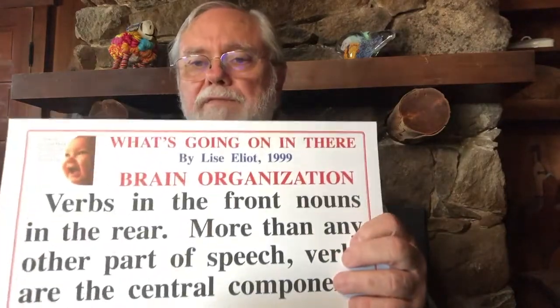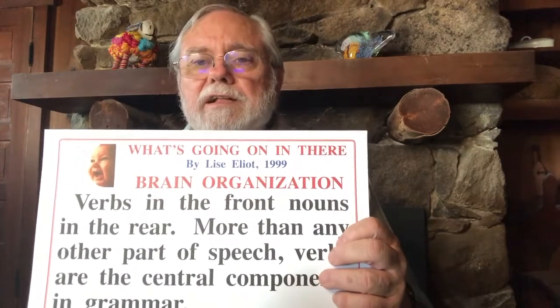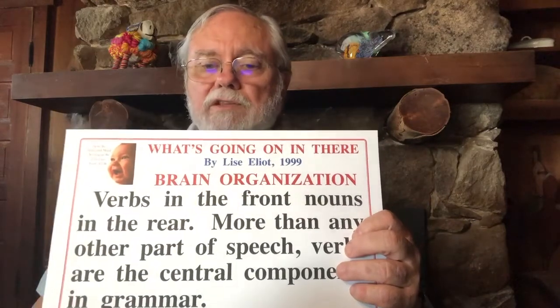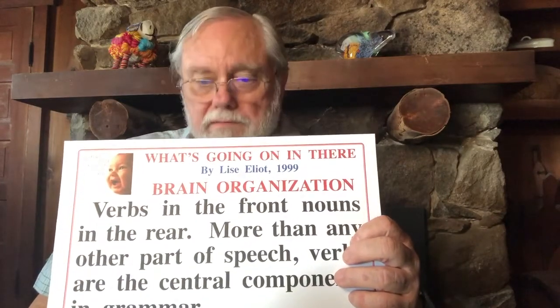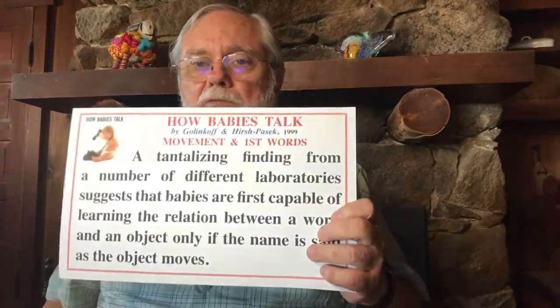Then later, I found a study in What's Going On in There by Lise Eliot, who tells us that verbs and nouns function very differently in the brain. Verbs are in the front and nouns are in the rear. More than any other part of speech, verbs are the central components of grammar. Verbs not only control our grammar, but they control our critical thinking processes, our problem solving. They direct us to move. And because I wanted my kids to move, I used verbs instead of nouns. And that turned out to be a very beneficial and powerful change in my reading instruction.